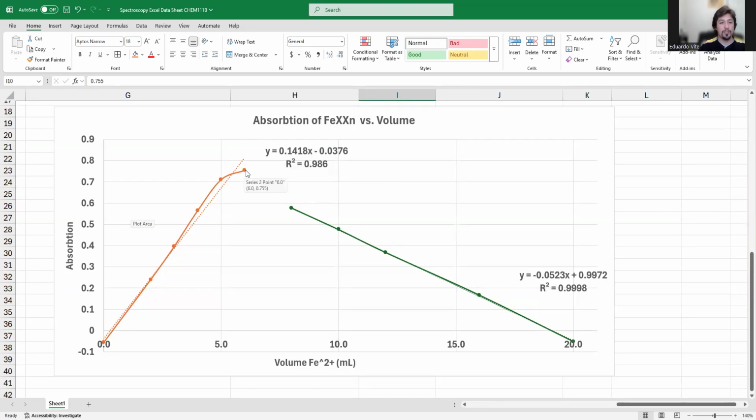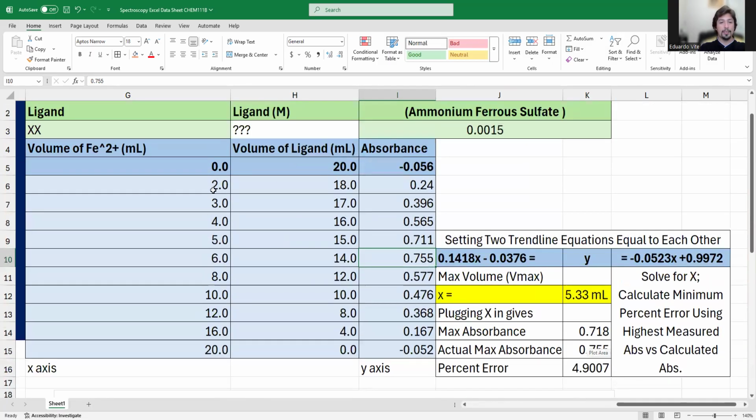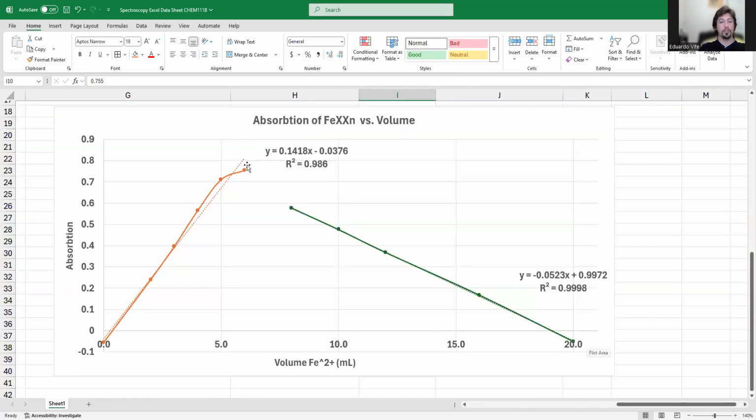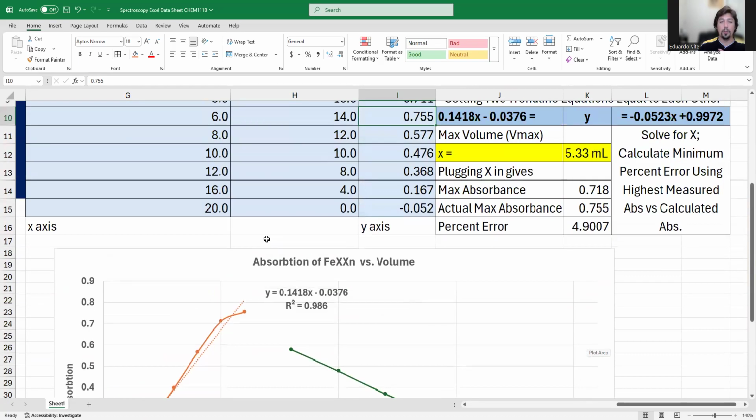Here it says it tapers off at 6 mils with a maximum absorbance of 0.755. And then, as many of you rightfully noted, as the volume of Fe2 plus continues to go up, the absorbance begins to go down. So what you're going to do here is when you plot your data, you're going to select two series of data when you're making your chart. You see how here I have two lines of two different colors? These two lines have their own individual trend lines and R values. So this is each a series of data.